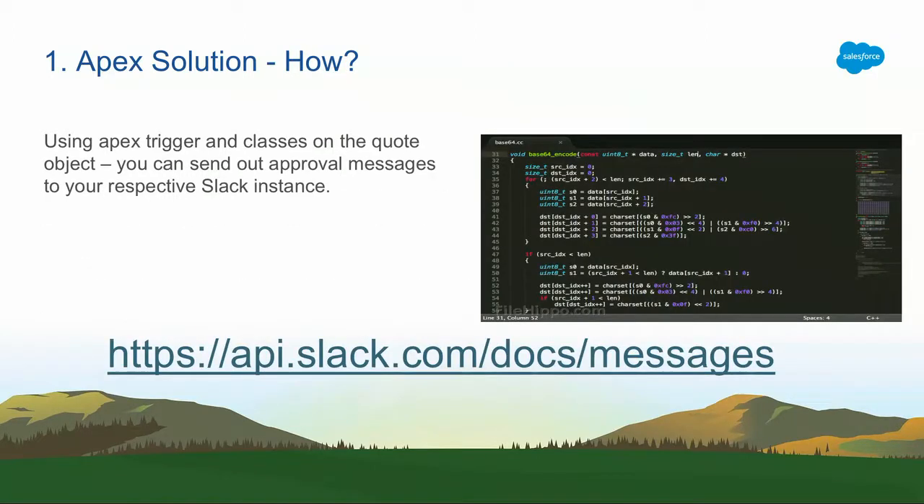As I mentioned before, how do you do this? Using an Apex class and an Apex trigger, you make an HTTP web service callout. And if you want to see how this is actually done, our site, api.slack.com, has all the details with good examples on how you can make this call to your Slack instance and get the bot notifications working.